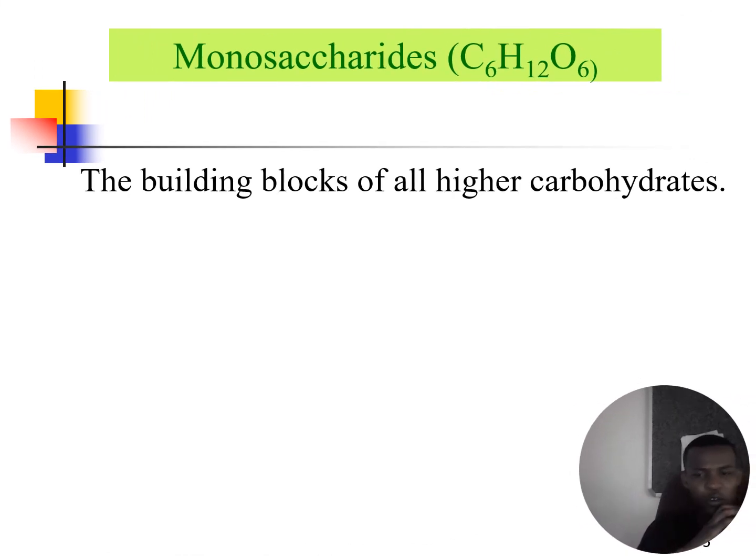Examples of monomers. Monomers, which are monosaccharides here, because we're talking about sugar. If you are talking about proteins, yes, you are going to have monomers, but those monomers are not called monosaccharides. They are going to be called amino acids. When you talk about nucleic acids, those monomers are going to be called nucleotides. A nucleotide, as I explained in my video, is going to have a nitrogenous base, a pentose here, and also a phosphate group.